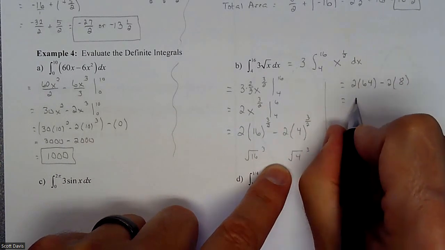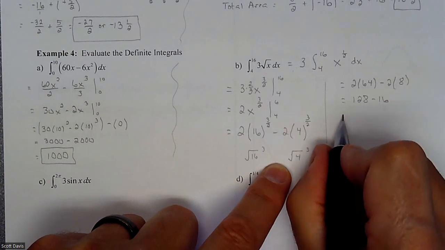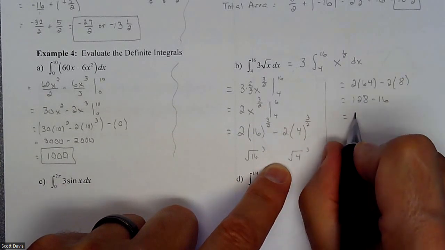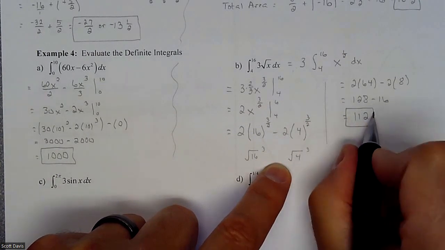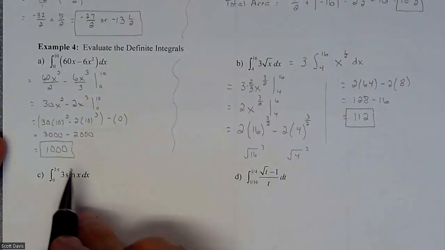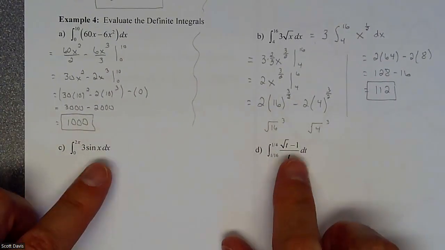So we're looking at 128 minus 16. And if I do that, I'm going to get 112. So my area under that curve is 112. And the area under this curve was 1,000. And in the next video, we'll focus on those two.